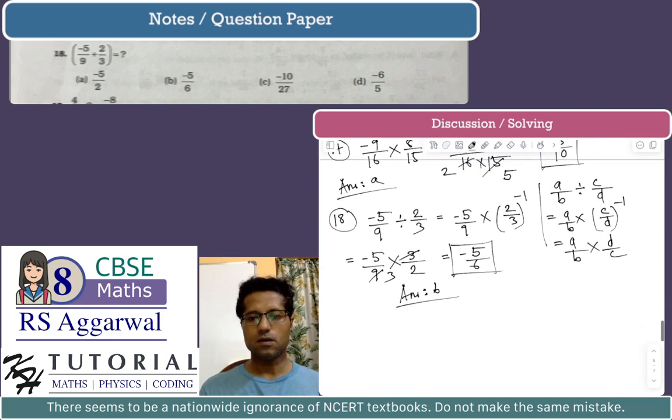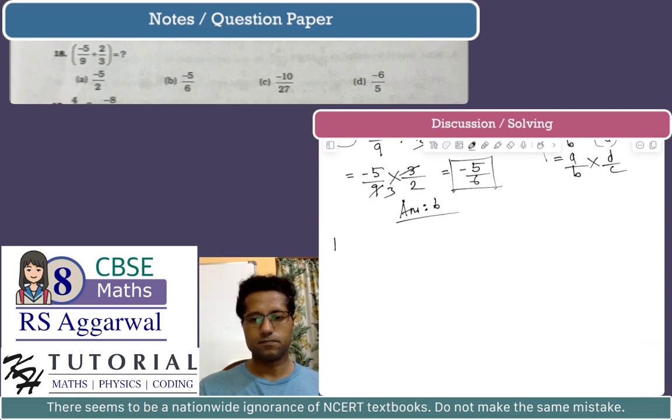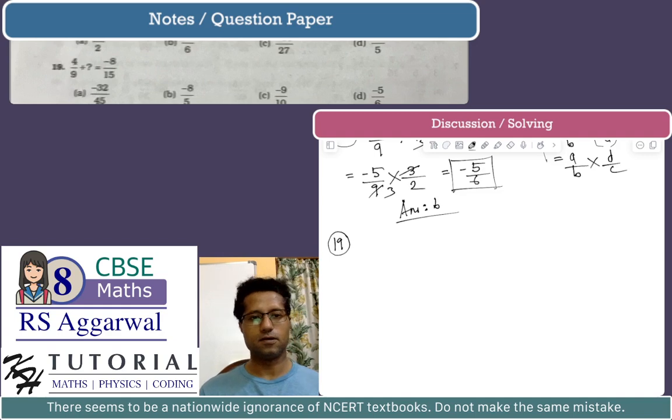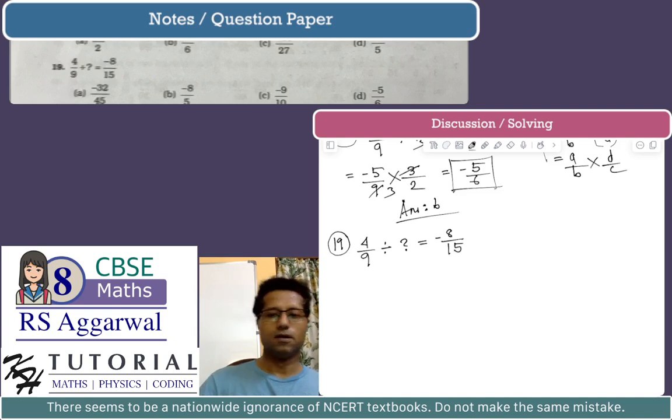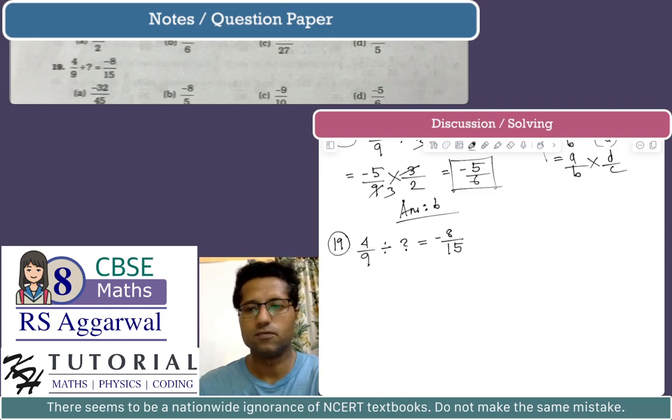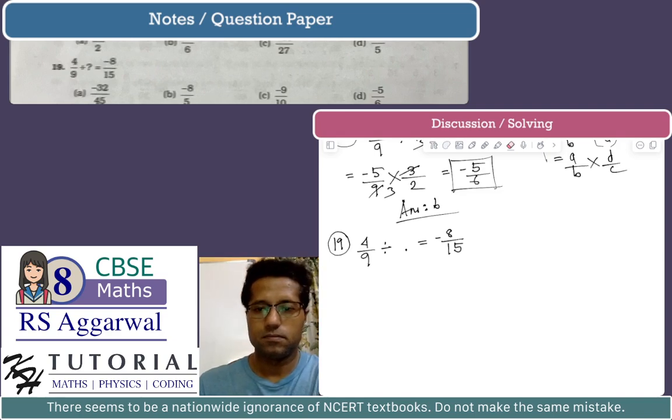Okay. Let's do problem number 19. It's a kind of fill in the blanks. It is given 4 by 9 divided by question mark is equal to minus 8 by 15. We have to find the question mark. Now question mark looks bad while solving a mathematical problem. So let's say the rational number that will satisfy this equation is x.